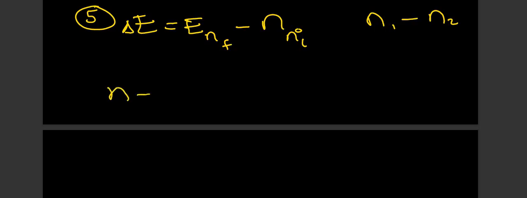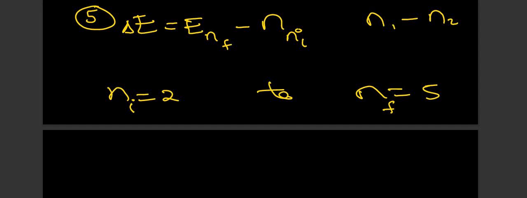So if you are moving from n is equal to 2 to n is equal to 5, this here is your initial, where you are coming from, and this here is where you are going, your final. So we'll say the energy of the final place where you have landed minus the initial place where the electron was located.